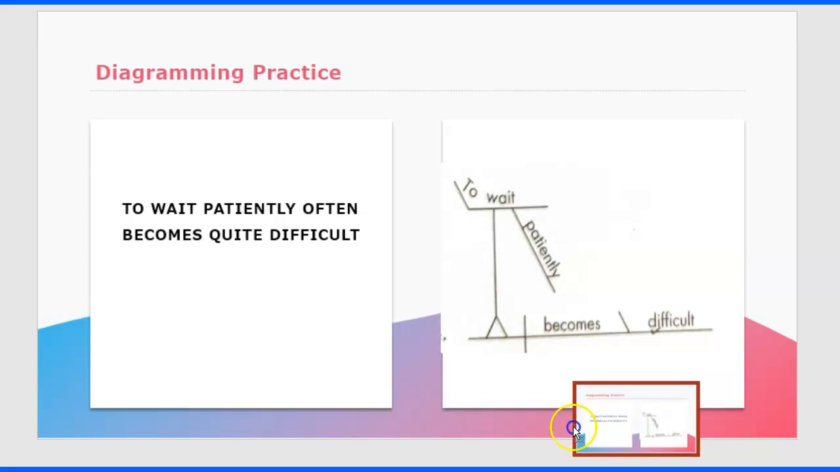So here we go. We have here to wait patiently. So if you put this up here as an infinitive, remember almost all the time, if the words are at the beginning of the sentence, they're probably going to be the subject. So hopefully you put Pedestal Pete in the subject spot. But here it's an infinitive. To wait, and then how? The -ly adverbs are always going to drop down underneath. And then we have becomes difficult. And this is going to be the backslash because this is a boring linking verb.